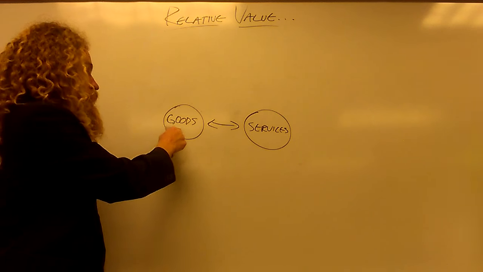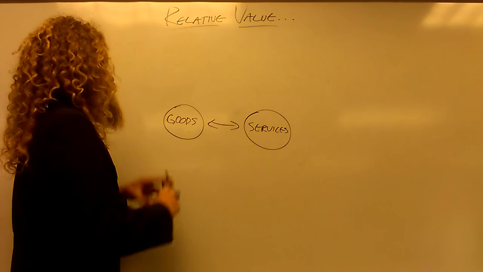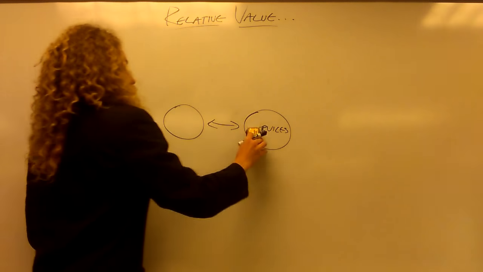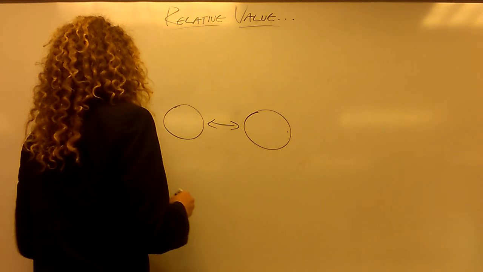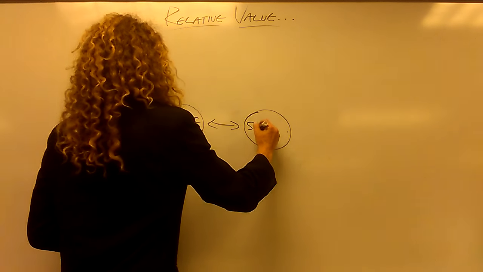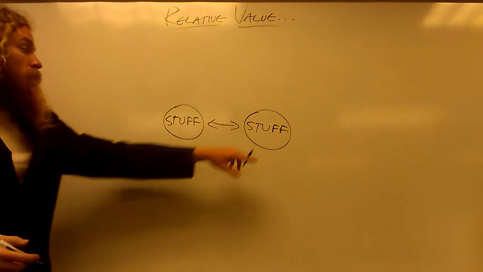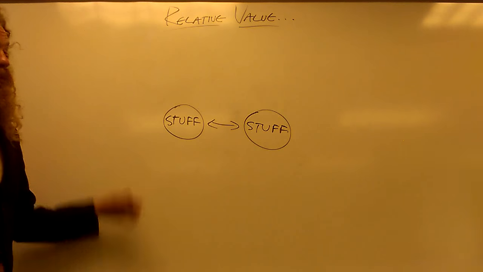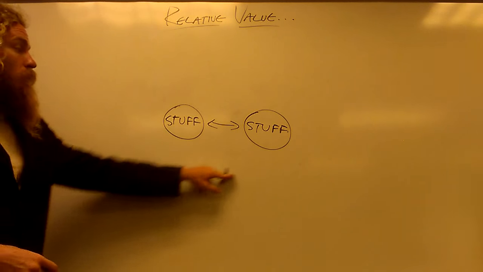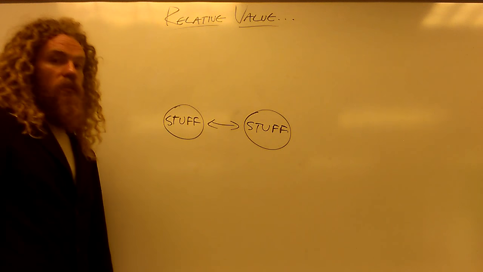There's a certain amount of people with this good that want... Let's just put stuff and stuff. It's easier. Stuff and stuff. So there's a certain amount of people with this stuff that want that stuff, a certain amount of people with that stuff that want this stuff. Whatever it is. Nike Air Jordan 3s, silver necklaces. I don't know.